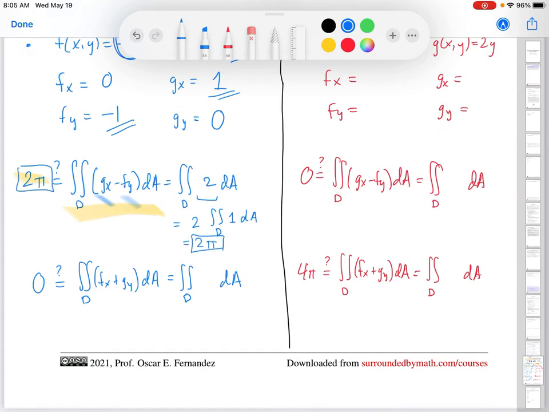So indeed, that does match with the circulation value we had gotten earlier. So great, this one checks out.